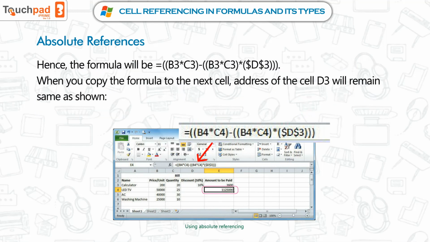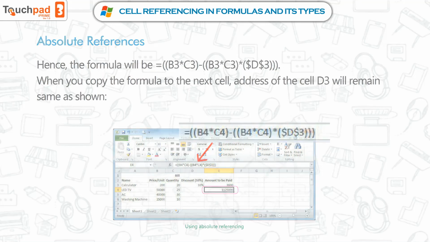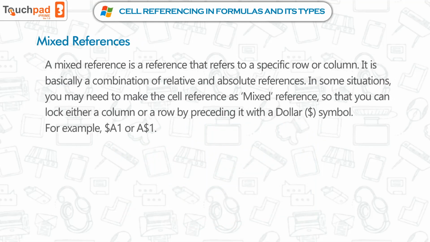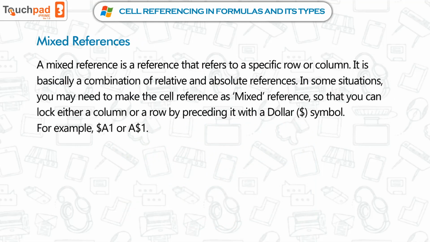Hence, the formula will be =(B3*C3)-(B3*C3*$D$3). When you copy the formula to the next cell, the address of the cell D3 will remain same as shown. Mixed references. A mixed reference is a reference that refers to a specific row or column.